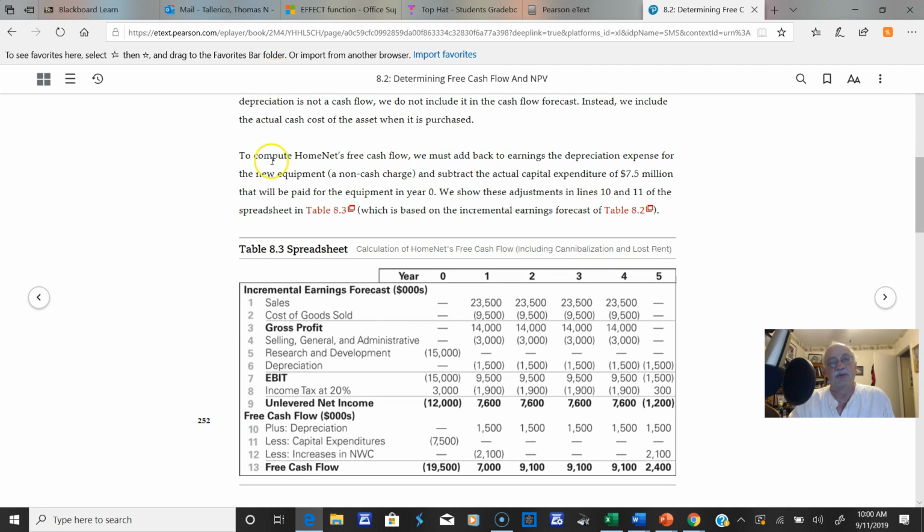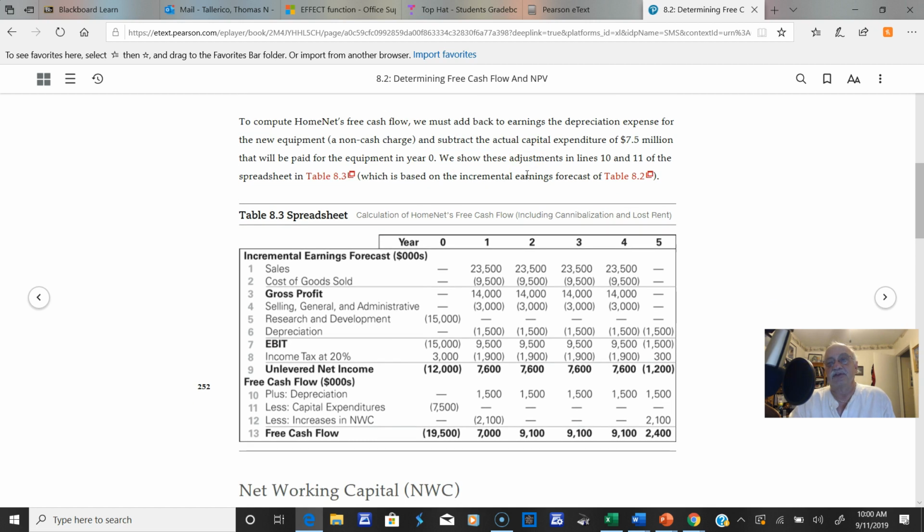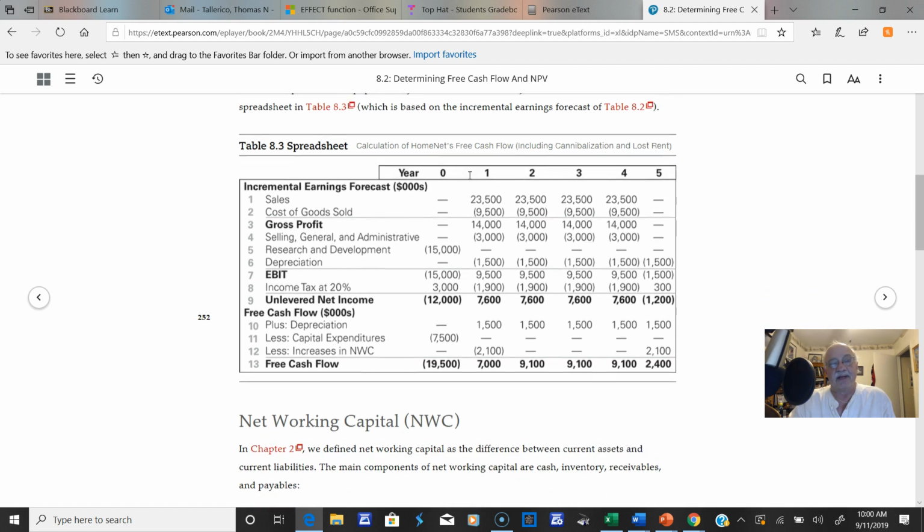So we're going to include the actual cost. So you'll notice here we add back to earnings the depreciation expense for the new equipment, a non-cash charge, and subtract the actual cash expenditure of $7.5 million. That's going to be paid for the equipment in year 0. So we're going to look at that. So we have a combination here.